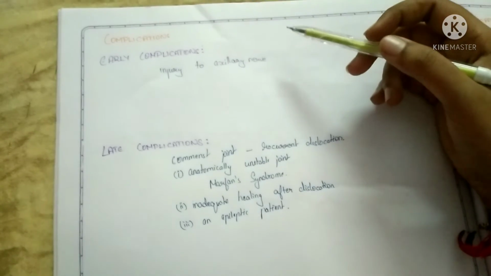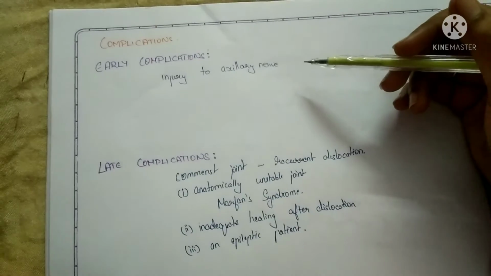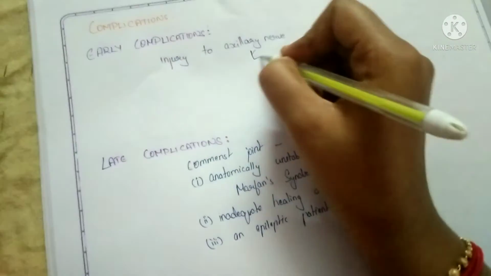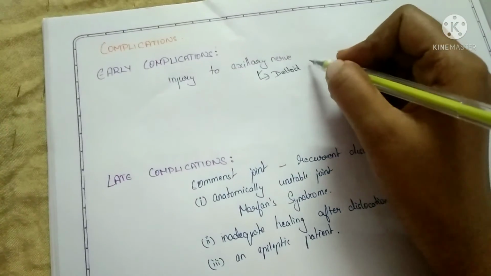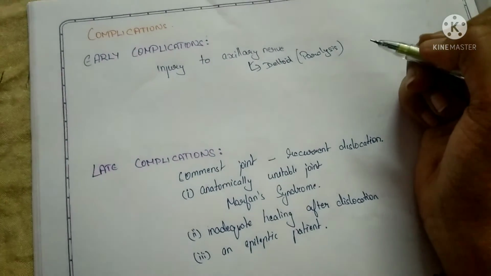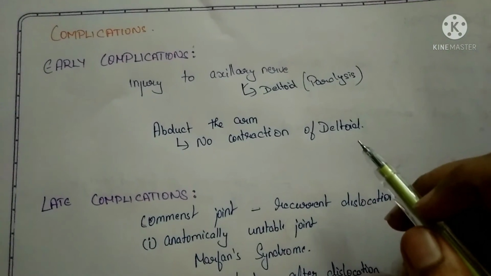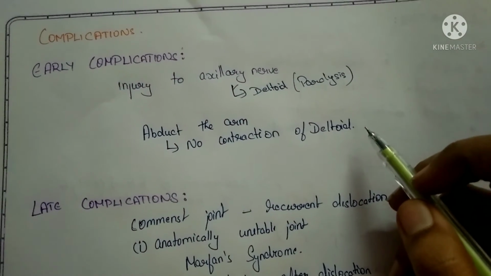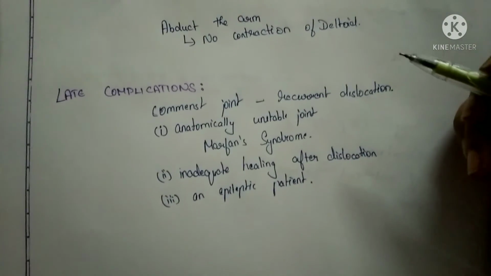Complications of the dislocation of the shoulder joint. There is early and late complication. In early complication, there is the injury to the axillary nerve. What muscle does the axillary nerve supply? It supplies the deltoid muscle. So if there is an injury to the axillary nerve, it causes the paralysis of the deltoid muscle. And this can be identified by asking the patient to abduct the arm, and there will be no contraction of the deltoid muscle. Then we have the late complication.